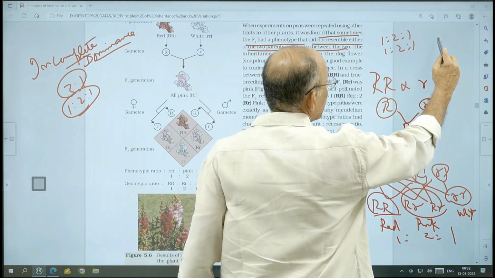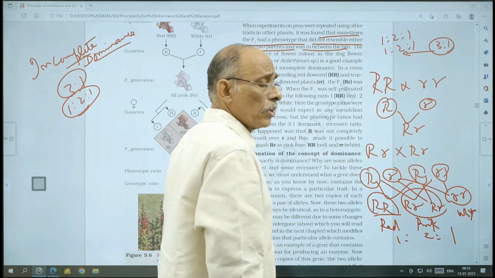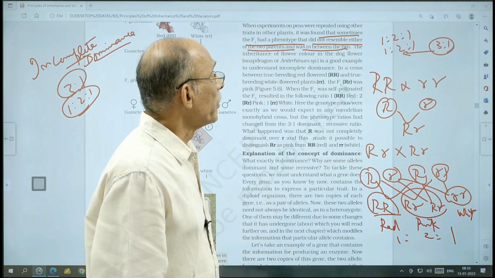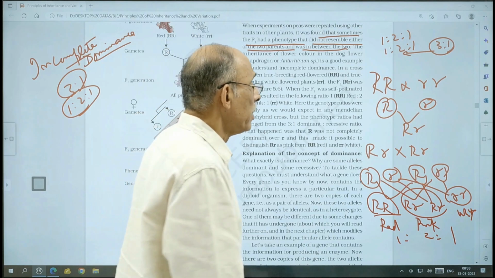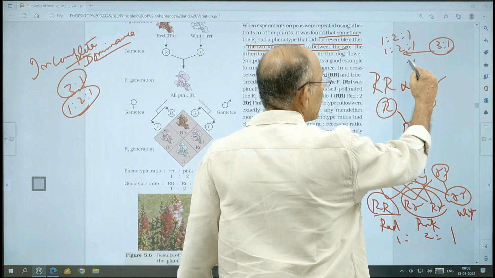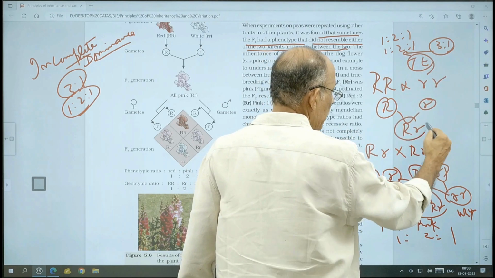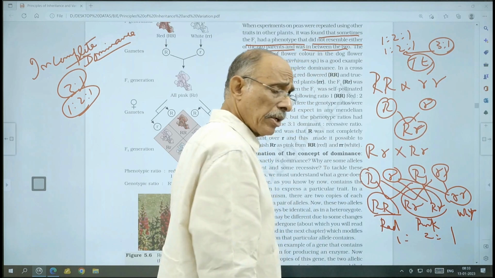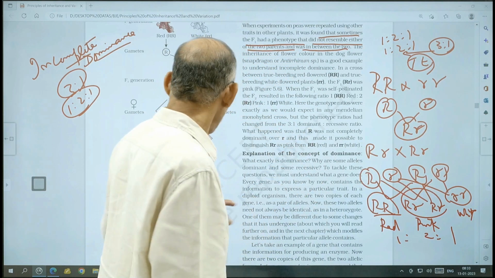And Mendel's monohybrid phenotypic ratio is modified into 1:2:1 in this incomplete dominance of snapdragon. The reason is that in Mendel's cross, capital T was completely dominant over small t, whereas here, capital R is not fully dominant over small r. It is only incompletely, partially dominant over small r.